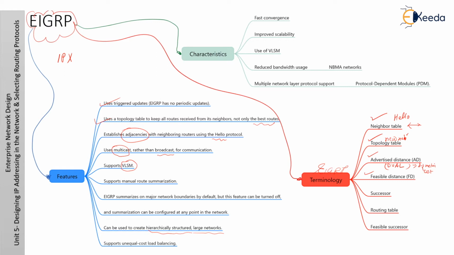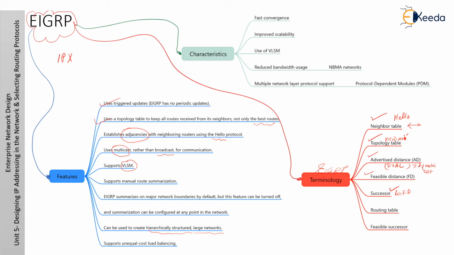A successor, also called the current successor, is a neighboring router that has the lowest cost path to a destination, the lowest feasible distance, guaranteed not to be part of a routing loop. Successors are offered to the routing table, to be used to forward packets. Multiple successors can exist if they have the same FD.